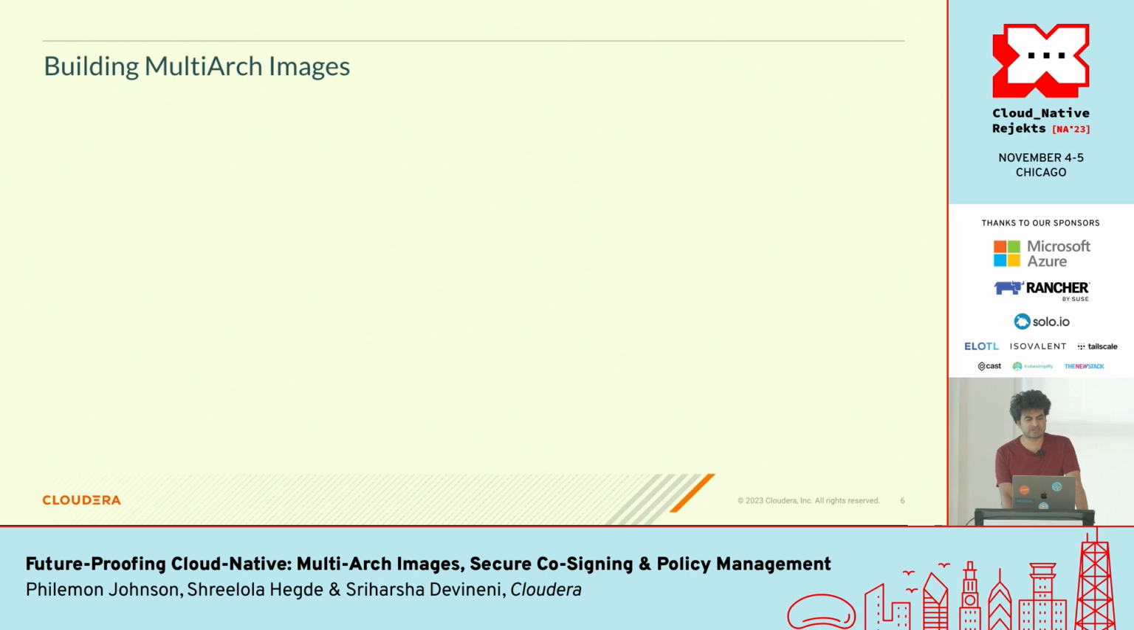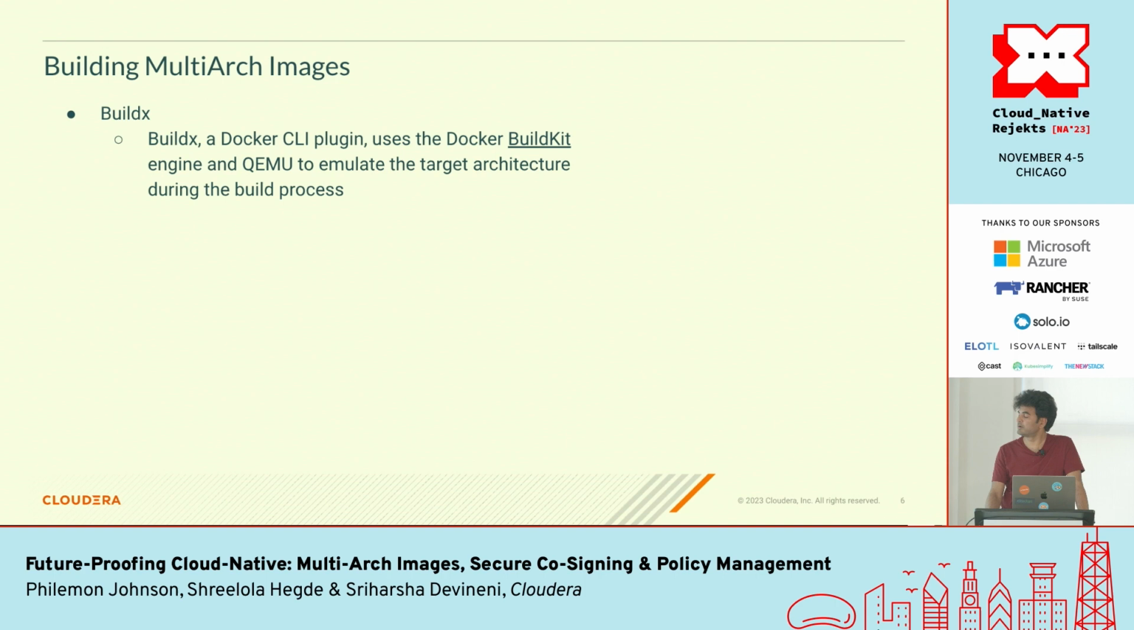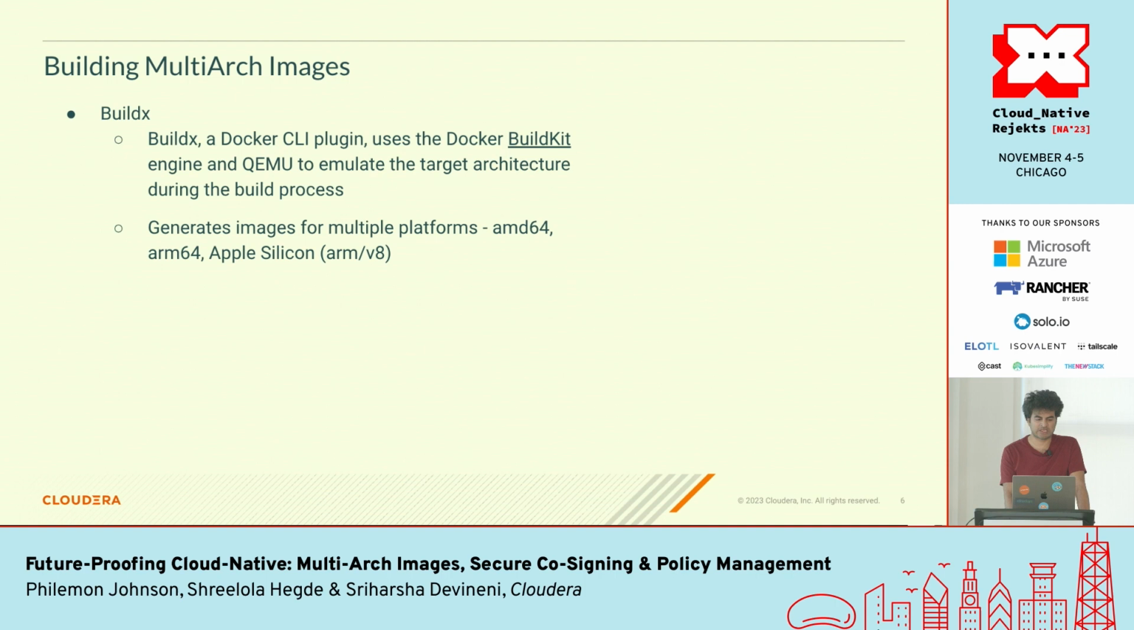Now let's move on to building the multi-arch images at Cloudera for our applications. To build these multi-arch images, we adopted BuildX instead of the regular Docker build because it was able to build multi-arch images. And we also leveraged QEMU to emulate the target architecture during our build process. Instead of building our applications on different platforms for different architectures, we just used x86 as our base and still continued generating multi-arch images using the QEMU emulator. So we were able to build and generate images for multiple platforms: AMD, ARM, Apple Silicon, V8, etc.